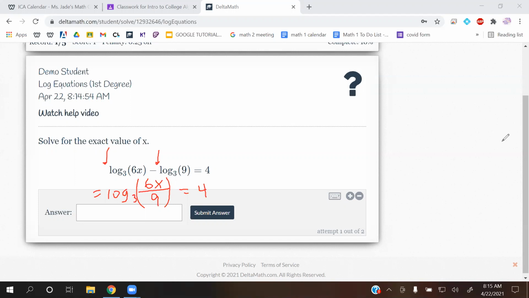You know you can turn it into exponential form when you just have one log in there. So now we have one log in our equation, and now we can turn it into exponential form. To do that, you take the base, which is 3, and raise it to the exponent, which is 4, and that is equal to the value, that entire thing, 6x over 9.